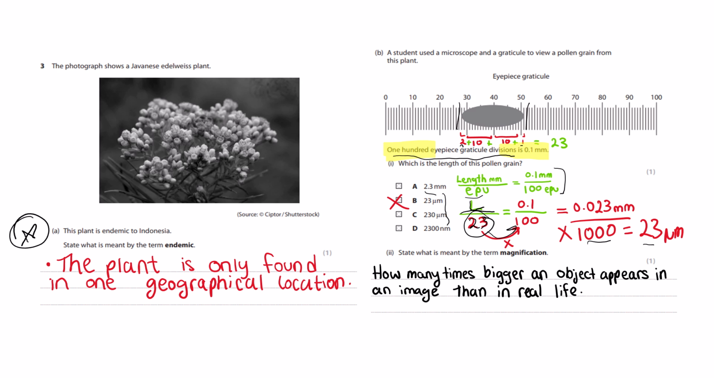Okay, so magnification is how many times bigger an object appears in an image than it is in real life. Because you zoom in on an object, you make it look bigger when you're using the microscope.